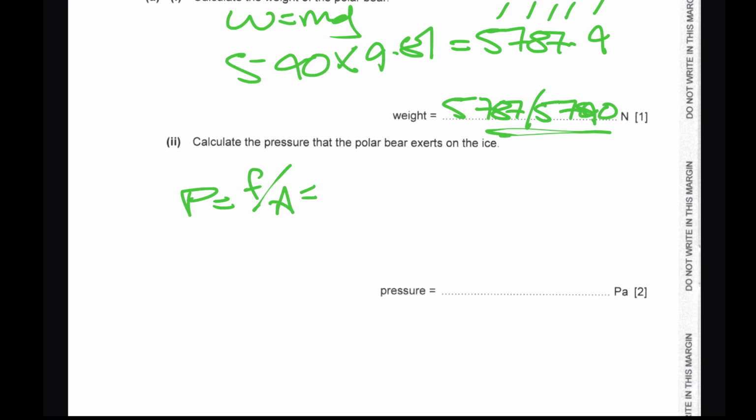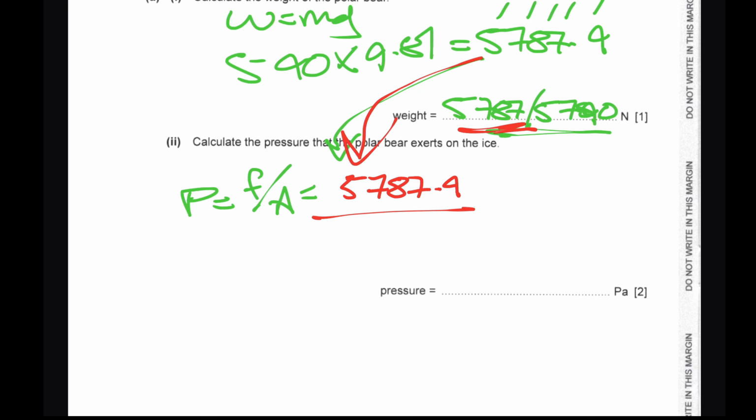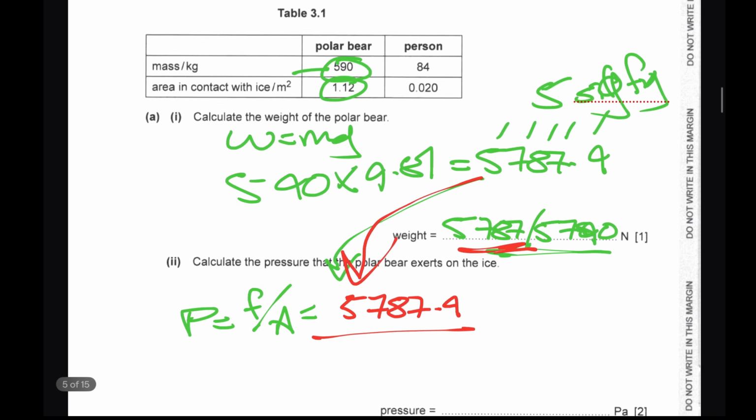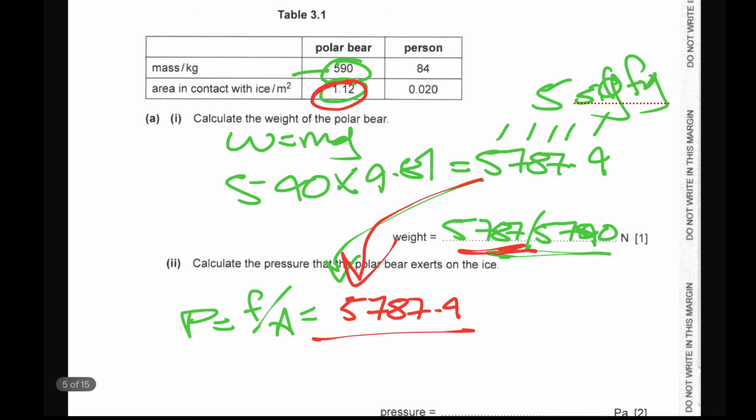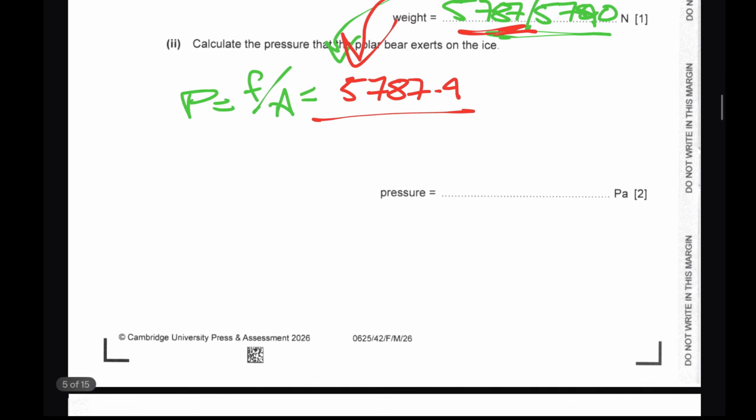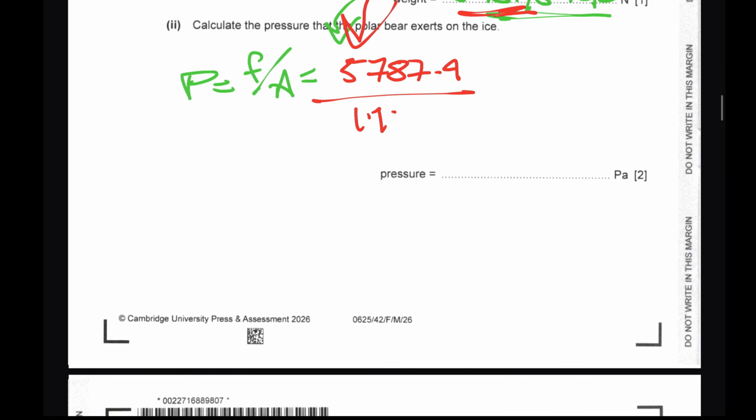So the force is basically our value. Here, what we do is we always use the raw value, right? The calculated value. We don't use the answer value because we rounded it off. So we're going to use this. So it's going to be 5787.9 divided by the cross-sectional area. The polar bear area in contact with the ice is 1.12. So that's going to be our area. We're going to write here 1.12.